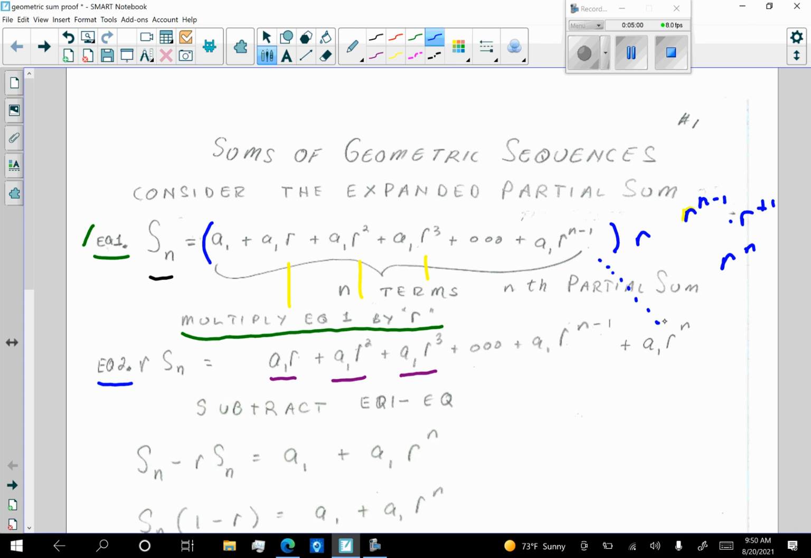And just so I can continue lining things up, I'm going to look at the previous term. I really don't write that in my expanded form. But the previous term of that will be a sub 1 r to the n minus 2. Multiply by r, and I'm going to get this term right here. And so now I have something to match up with this term. Very cleverly, what am I going to do now? I'm going to do this subtraction problem.